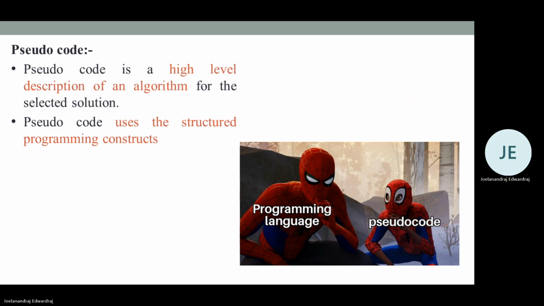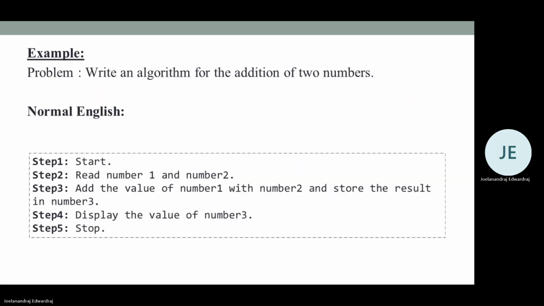So an example for adding two numbers. In normal English, what do we do? Start, read number 1, number 2, add the value of number 1 with number 2, and store the result in number 3. Display the value of number 3. Stop. Very descriptive, very clear. Anyone who knows English can easily understand, right?